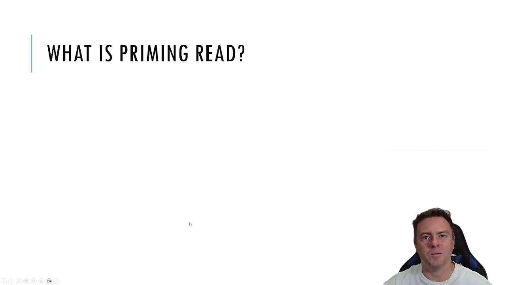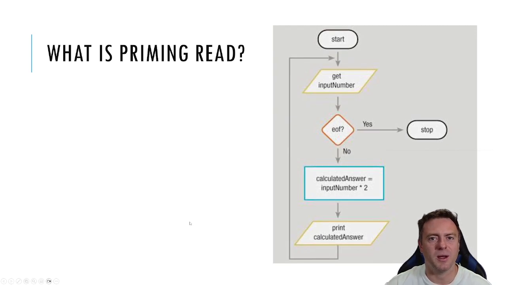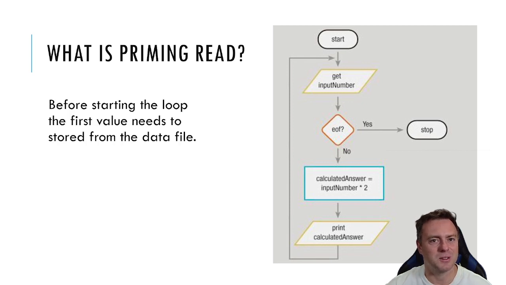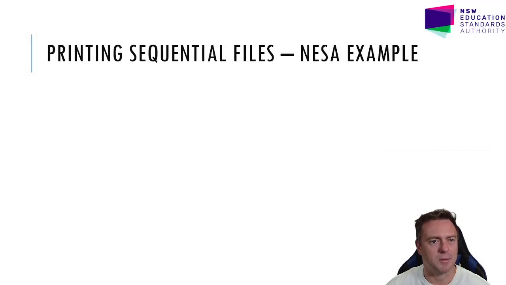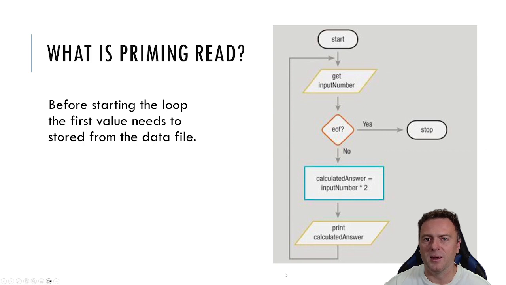So what is a priming read? A priming read is basically where you read, get some input before you go into a loop or before you start checking something off. The reason that you do this is so that you know whether or not you've got a file that's going to work. So before starting the loop, the first value needs to be stored from the data file. Otherwise, you won't be able to start the loop. This is why usually you would use a post-test or a post-loop test, basically so that that doesn't happen. So really important that you do priming reads.